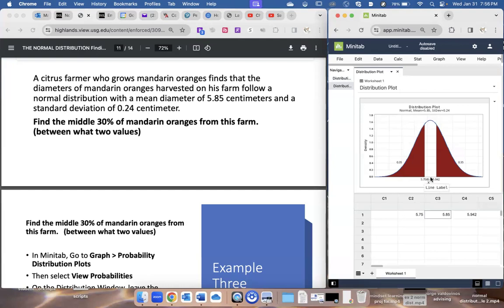So these 2 measurements are the answer to the question: the middle 30% of the mandarin oranges on this farm range from a 5.75 centimeter diameter to a 5.942 centimeter diameter.